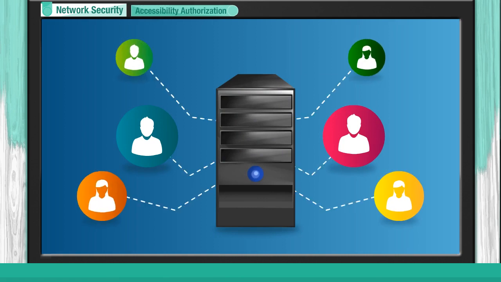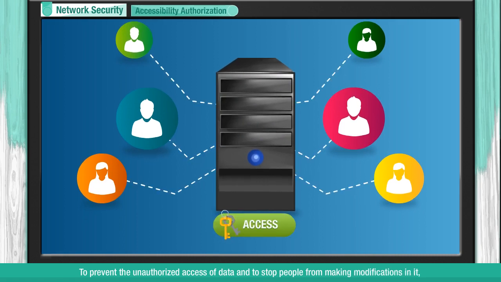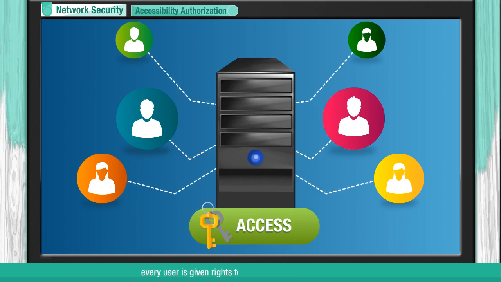Accessibility authorization. To prevent the unauthorized access of data and to stop people from making modifications in it, every user is given rights to access data. These rights are read-only access, read-write access, and no access. The same user can have different rights for different sets of data.